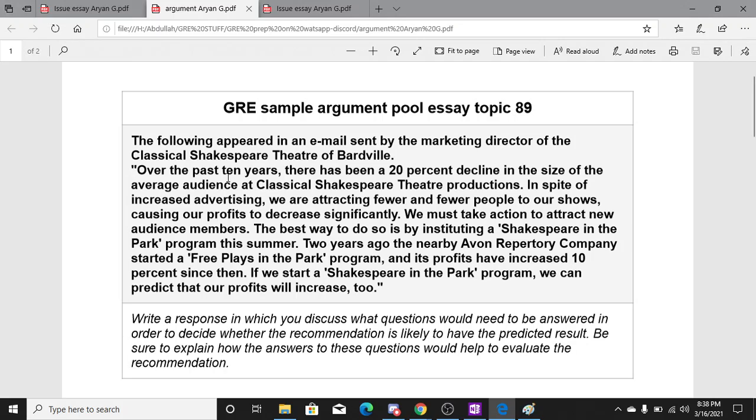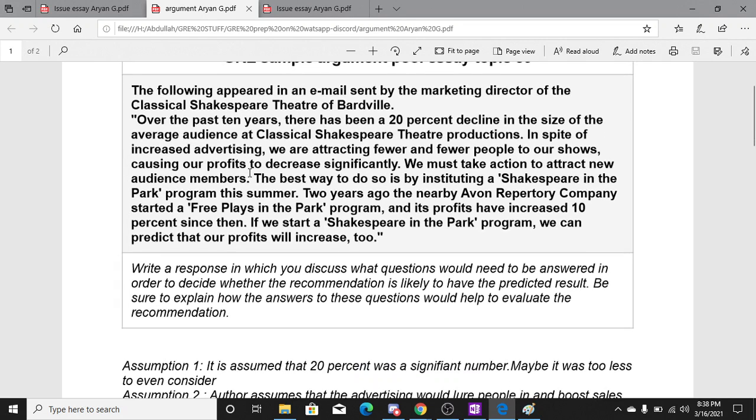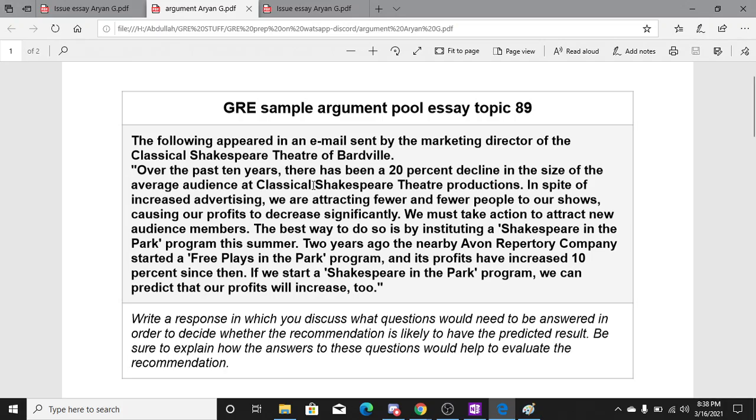So it says, okay, the following appeared in an email sent by the managing director of the classical Shakespeare theater of Bard Willie. It says, over the past 10 years, there has been a 20% decline in the size of the average audience at classical Shakespeare theater productions. Okay, there is a lot of garbage going on here.